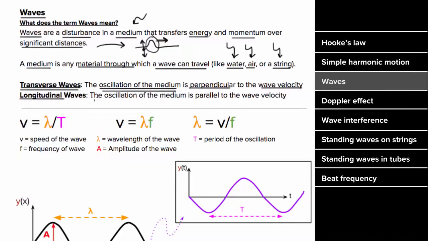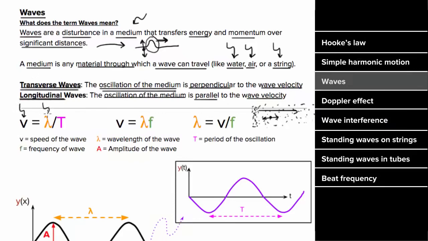For longitudinal waves, the oscillation or disturbance of the medium is parallel to the wave velocity. The classic longitudinal wave is sound. If a sound wave were traveling rightward through the air, it would look like a compressed region, and the air itself would move back and forth right and left, parallel to the direction the wave disturbance is traveling, which makes sound waves longitudinal.